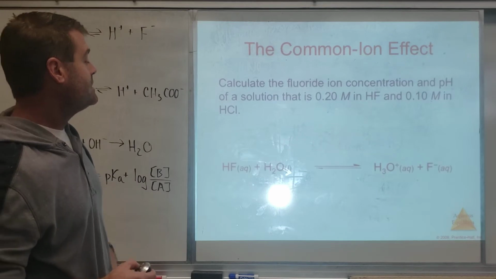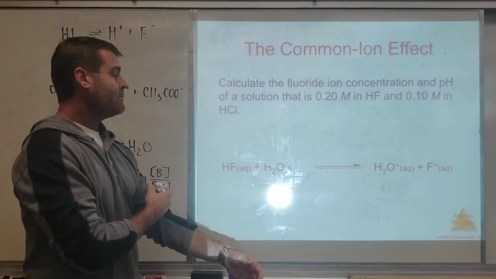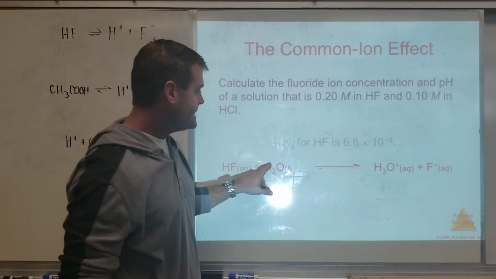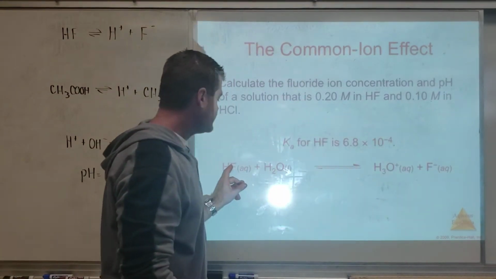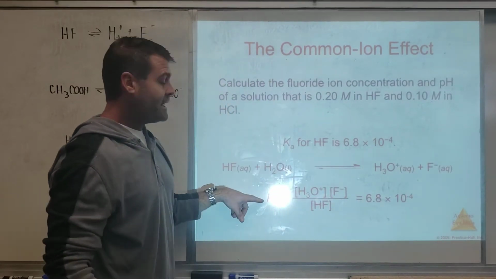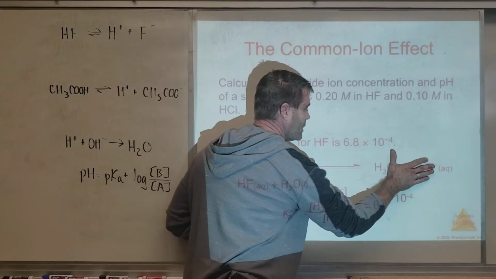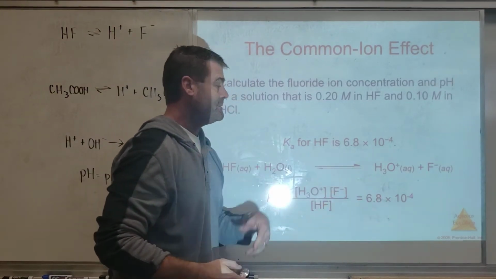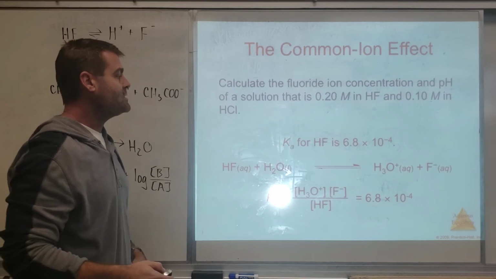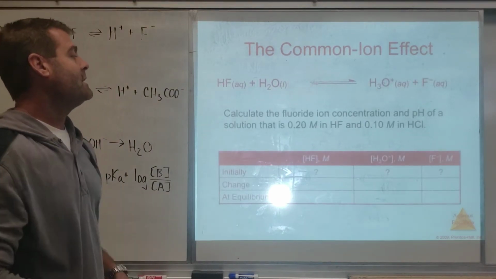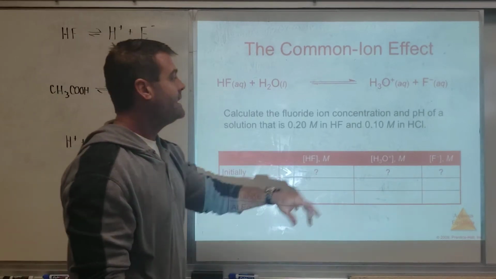So what we can do is set up an equilibrium, a reversible reaction in which the weak acid partially dissociates into its ions, giving the hydrogen to the water. This is pretty typical. We can write a Ka expression in which we take the concentration of the products over the concentration of the reactant, and that's equal to 6.8 times 10 to the -4. This is all information we can get from the information given. And then let's say we had to calculate the fluoride ion concentration here.